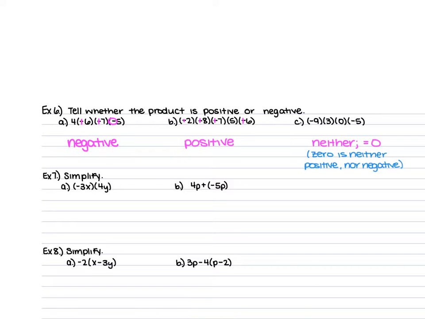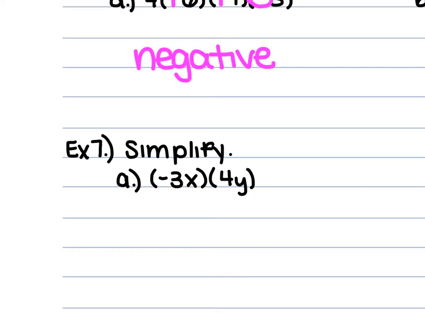For example 7, we are simplifying. So remember, when we are multiplying two terms and they have two different variables, we're going to keep both of those variables. So we have negative 3x times 4y, for example 7a. So the negative 3 times 4 is going to give us negative 12, and x times y is just xy. So negative 12xy is our solution.